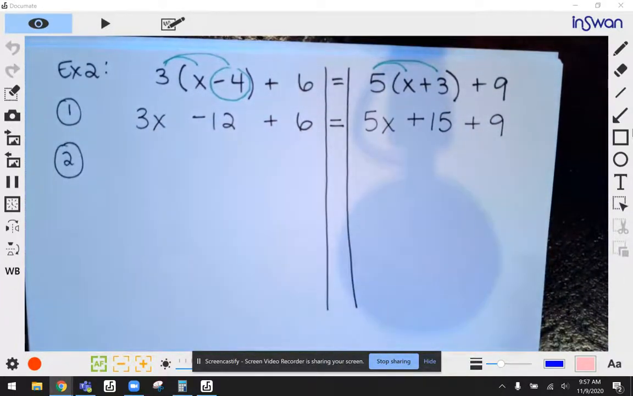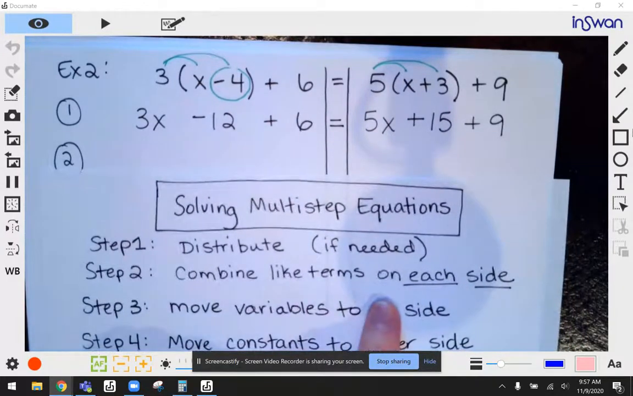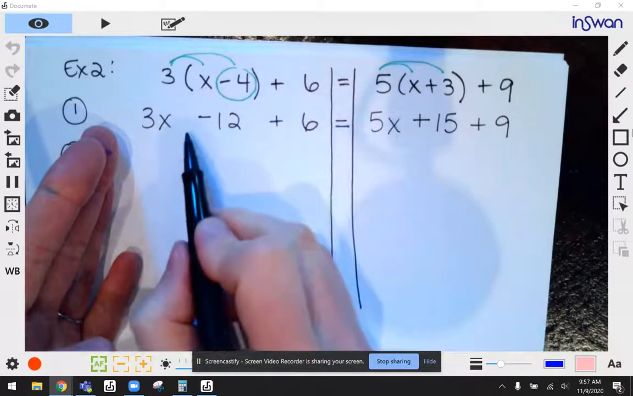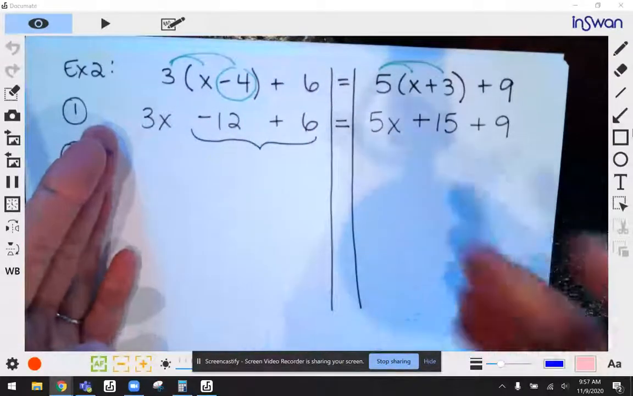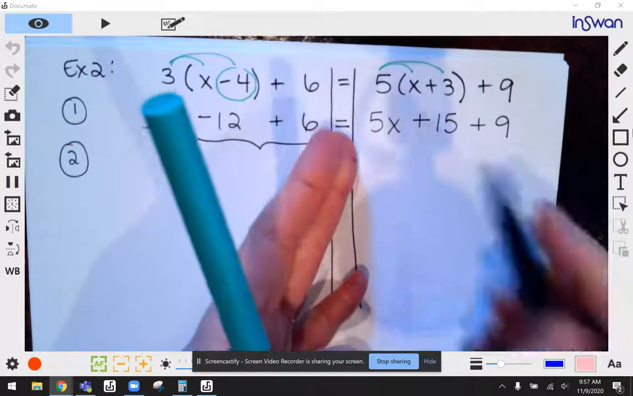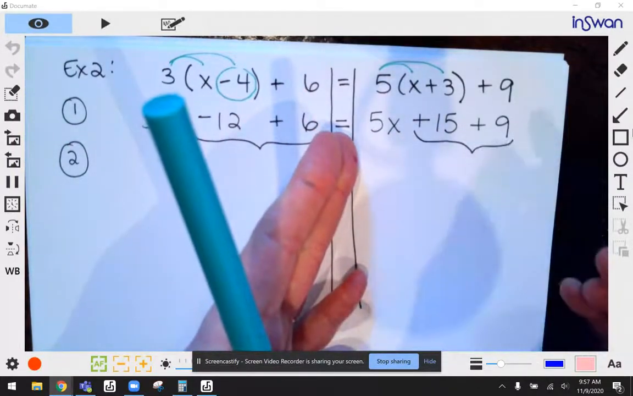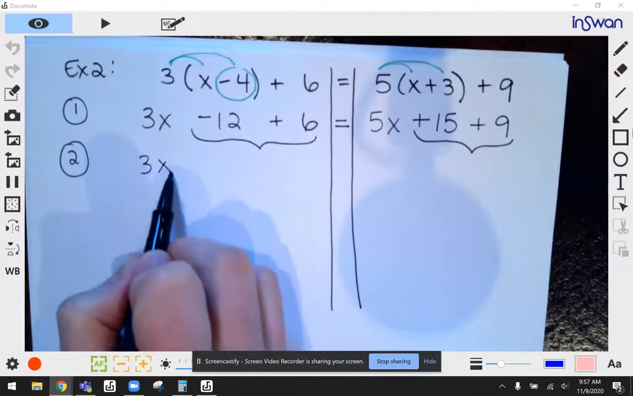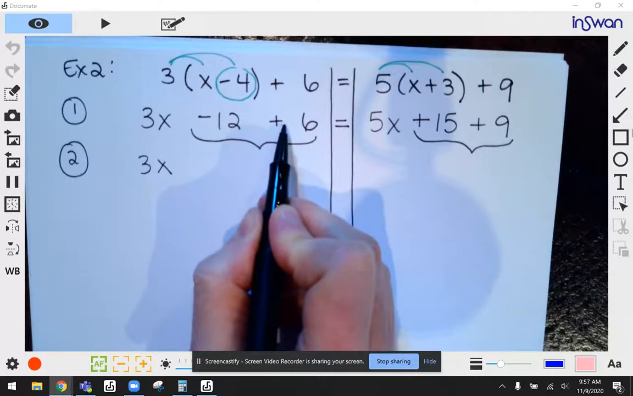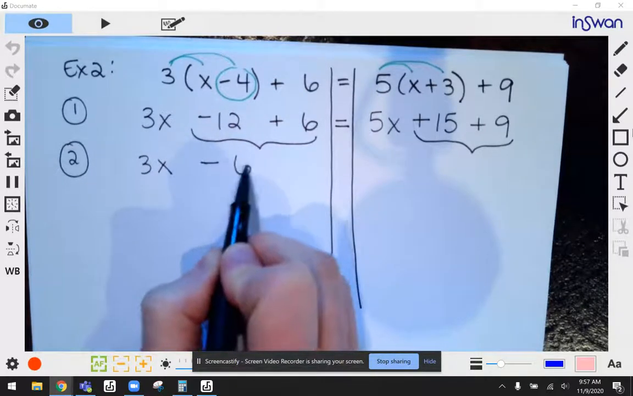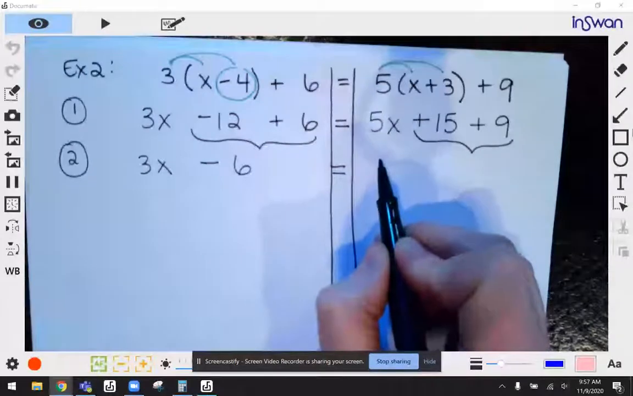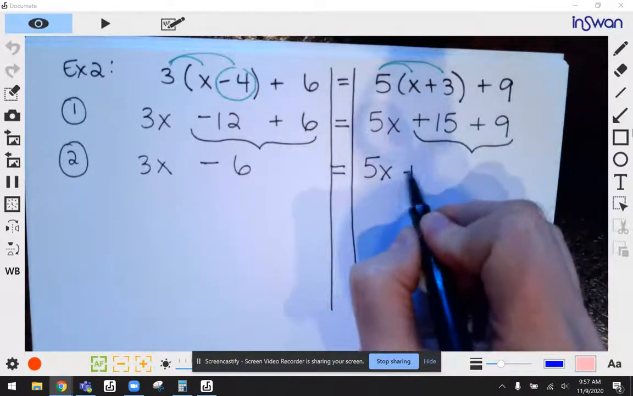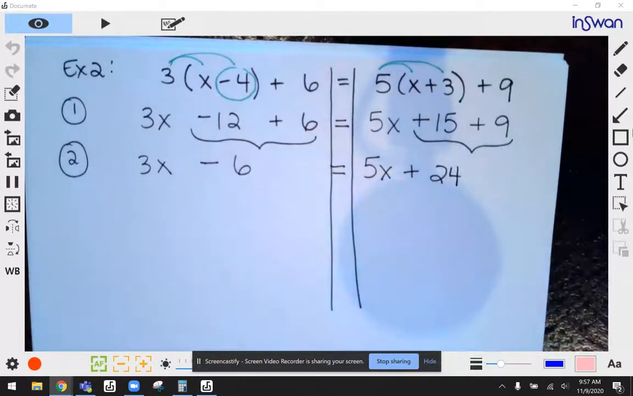Okay, step 2, combine like terms on each side. So look on this side of the equation. For like terms, we've got a negative 12 and a positive 6. Look on this side of the equation. We've got our constants again, 15 plus 9. Okay, so I'm going to bring down my 3x. Negative 12 plus 6 is negative 6, so I just say minus 6 equals. I'm going to bring down my 5x. 15 plus 9 is 24, so plus 24.